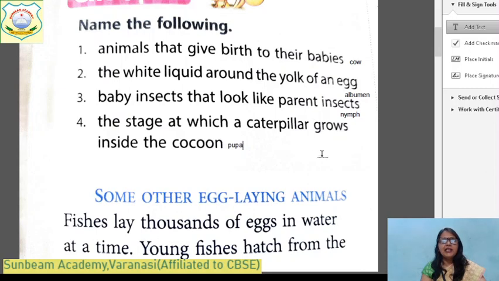Yes. Children, there are some other types of animals that lay eggs. What do they do? They lay eggs. And they, like fishes, lay eggs in the water. And the young fishes hatch out from them. Okay? And we will read in detail the other things of the same lesson.